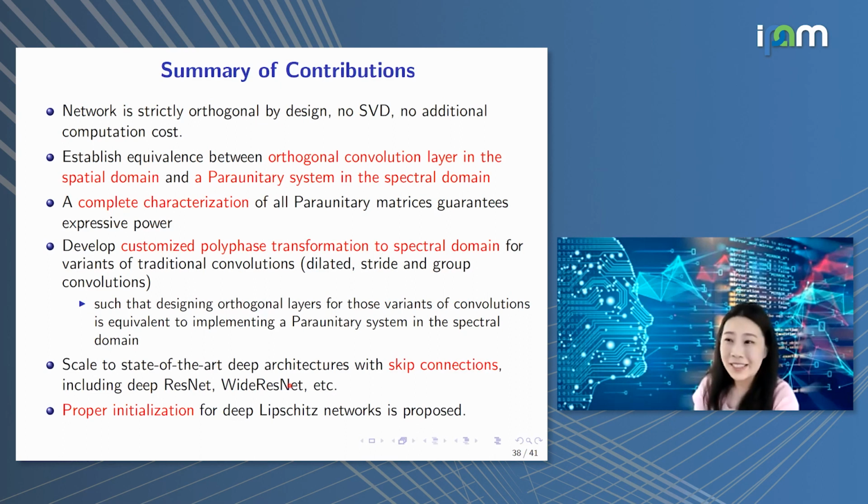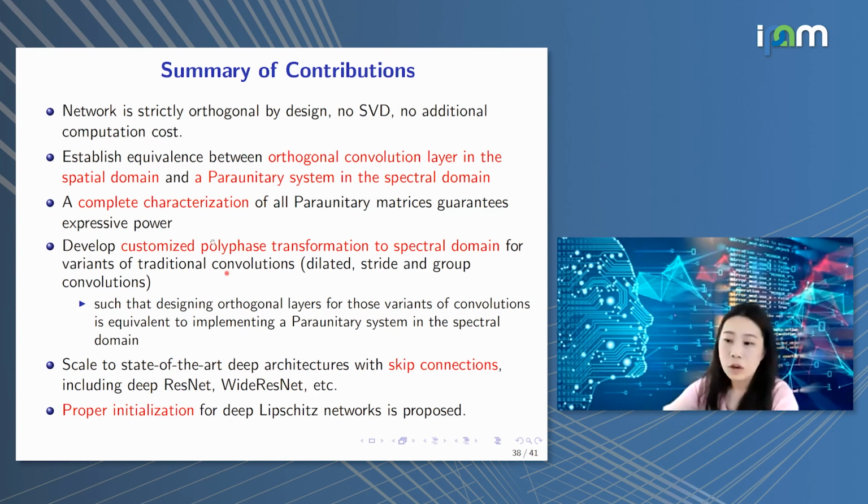I was planning to talk about a tensor representation used for robust learning in deep neural networks. Basically we design an orthogonal neural network, which is for free. You do not have to do SVD or any additional computation cost. Your model design using tensor representation actually becomes orthogonal, and you can establish an equivalence between an orthogonal convolution layer in the spatial domain and a para-unitary system in the spectral domain. We also consider a complete characterization of all para-unitary systems, which essentially guarantees the expressive power of the orthogonal convolutional neural network.